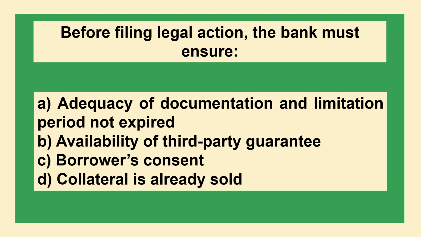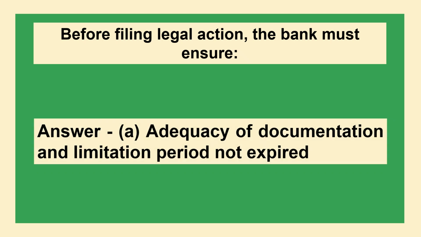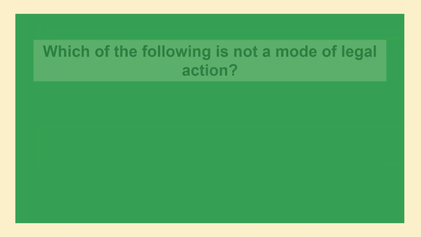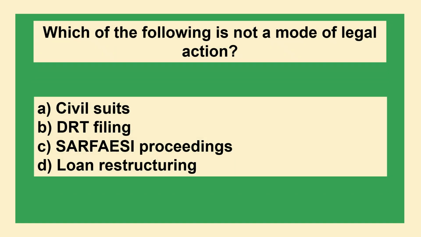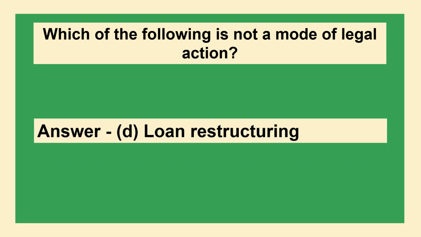Before filing legal action, the bank must ensure option A, adequacy of documentation and limitation period not expired, option B, availability of third party guarantee, option C, borrower's consent, option D, collateral is already sold. The answer is option A, adequacy of documentation and limitation period not expired. Which of the following is not a mode of legal action? Option A, civil suits, option B, DRT filing, option C, SARFAESI proceedings, option D, loan restructuring. The answer is option D, loan restructuring.